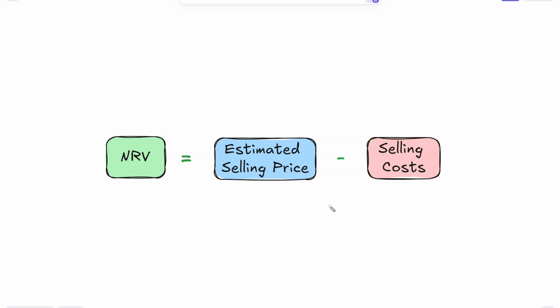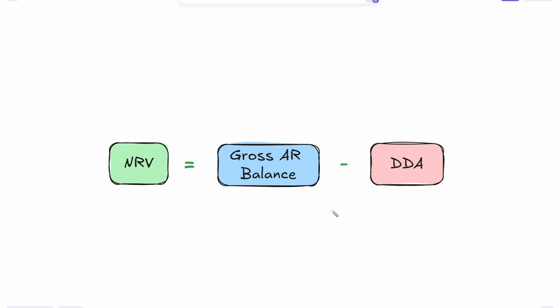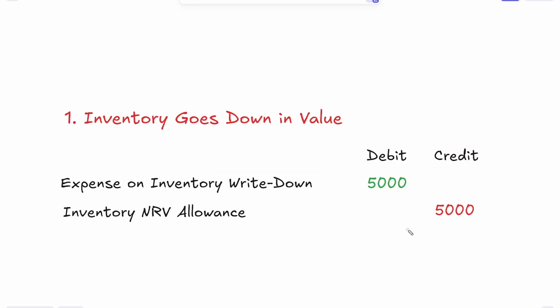Although this is for assets and for inventory, we can easily apply the same concept to, let's say, receivables. In this case, the net realizable value of our receivables will be our gross balance minus our doubtful debt allowance. And if you want to learn more about the doubtful debt allowance, I'm going to link to a video that explains how to perform an accounts receivable aging analysis and how to calculate the doubtful debt allowance provision.